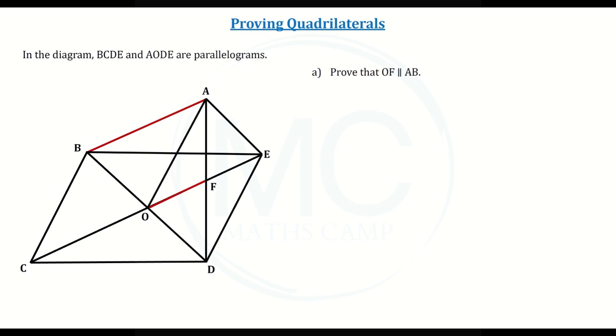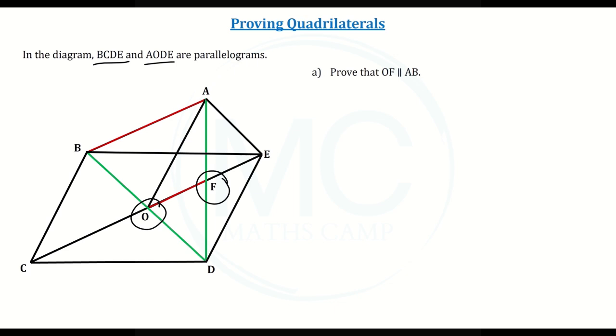O and B lie on the line BOD, so let's make it green. F and A lie on the line AFD, so let's make it green as well. If OF is parallel to AB, then O must be the midpoint of BD, and F must be the midpoint of AD. So now we need to try and prove this. The only information the question has given us is that BCDE and AODE are parallelograms. So let's see if we can use the characteristics of these parallelograms to help us.